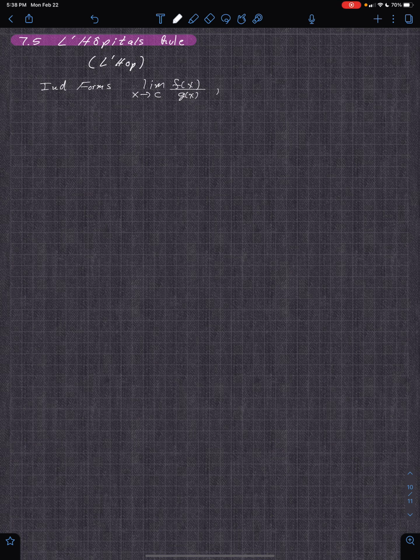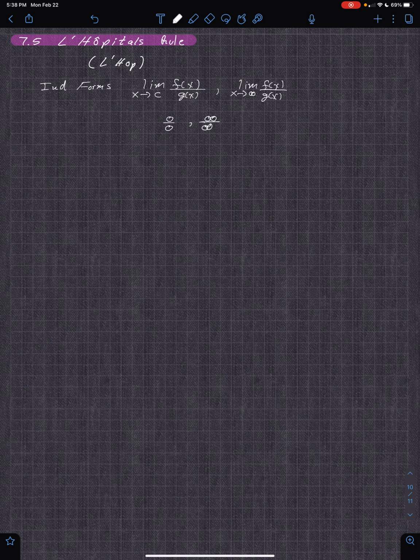or you could have the limit of f of x over g of x as x approaches infinity, and you end up with indeterminate forms 0 over 0 or infinity over infinity. So if you do that, then we don't know what it is, right? It's indeterminate, is what we say.